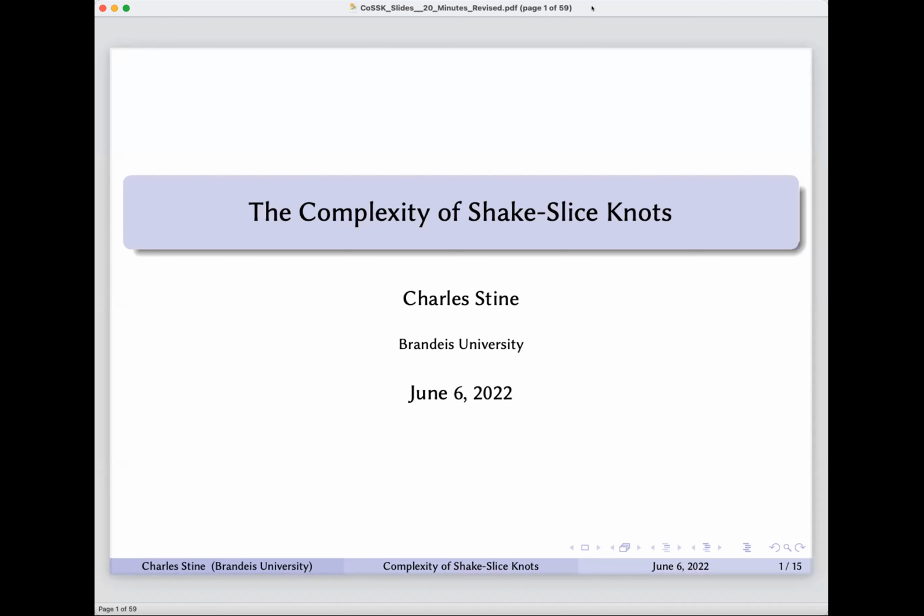The next speaker will be Charles Stine from Brandeis, speaking on the complexity of shake slice knots. Excellent. Thank you, Greg, for the introduction, and thank you to the organizers for inviting me to speak at this conference. So today I'd like to tell you all about the complexity of shake slice knots. Now, I imagine the word knot is very familiar to this audience, and perhaps shake slices too, but complexity in this setting may require some definition.